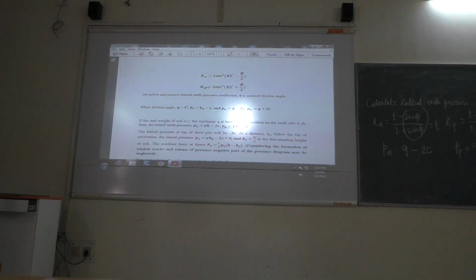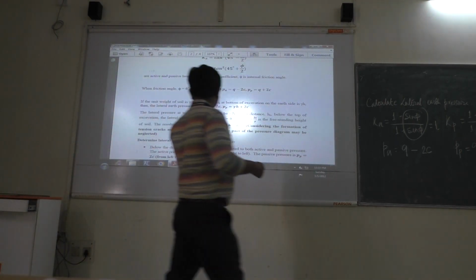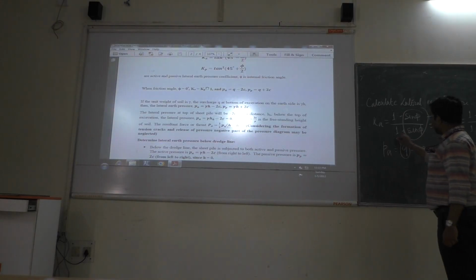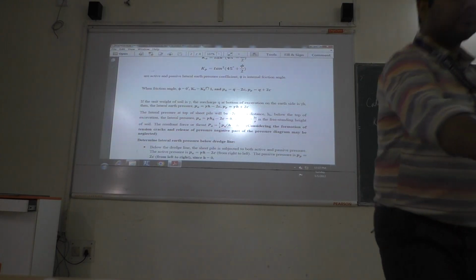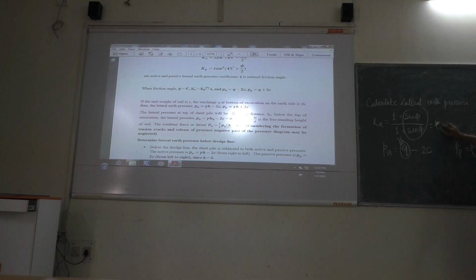Is that clear? Now come to the next. That is the unit weight. This Q is nothing but gamma H, and this Q is also nothing but gamma H. This is the overburden pressure. If you remember the diagram of sheet pile wall like this, so all these things are for the time being for this part, that means from the top of the excavation to the bottom of the excavation, or top of the filling to the bottom of the filling. That means above the dredge line. If this is DL and this is GL, then all these calculations are for above the dredge line.